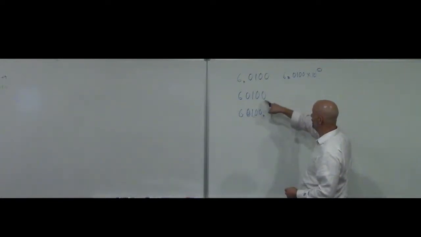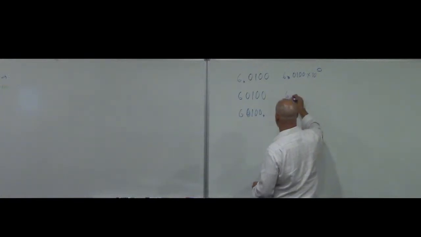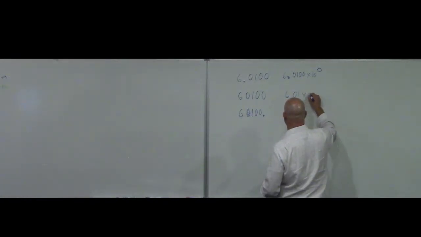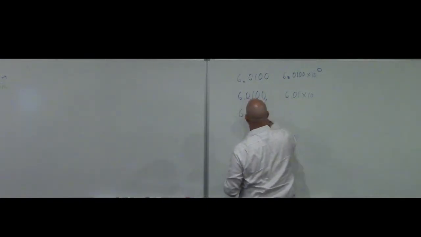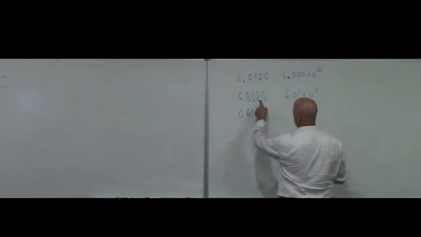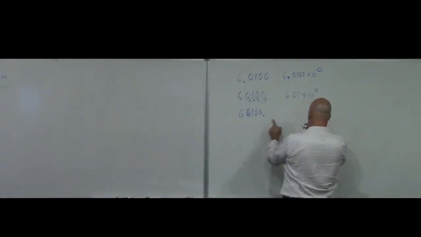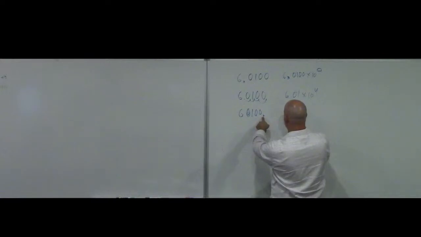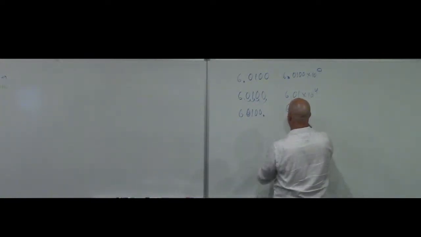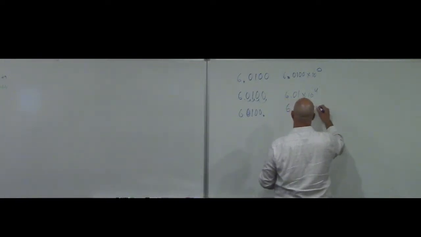This one, I'd write as 6.01 times 10 to the 1, 2, 3, 4. But I wouldn't record those zeros there. Here, I would write, because that's there, even though these are really the same thing, I'd write it as 6.0100 times 10 to the 4th.